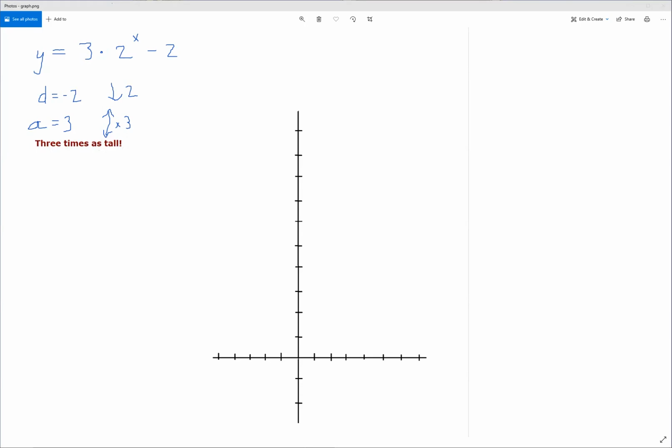So what does that mean? Well, let's draw our parent function. Once again, I'm going to draw the parent function. Once you get good at these, you can skip the parent function. You'll just kind of have an idea of what this looks like. But for right now, we need to see our parent function. And so we've got this and this and this, and it's going to do something like that, right?